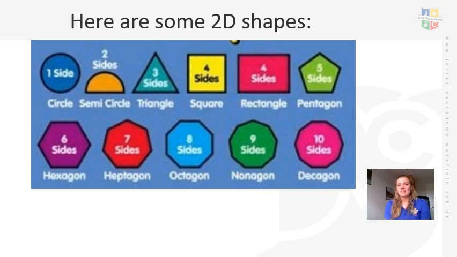Then we have a five-sided shape called a pentagon. So say the word pentagon. So this is a five-sided shape. We then have one called a hexagon, which is a six-sided shape. Can you say hexagon?